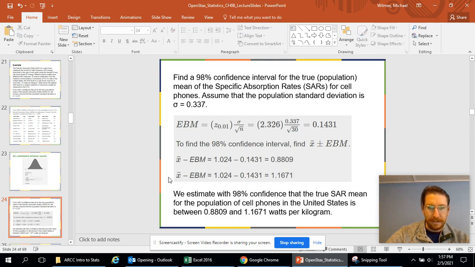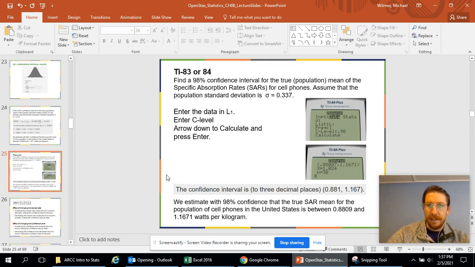And we wanted everything to be below 1.6, right? So we have a very large confidence that the SAR levels are definitely within safe zones or safe region. And there's how you can type it into the graphing calculator if you want to do that.